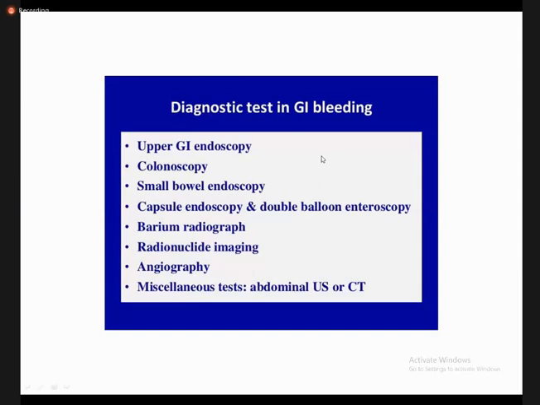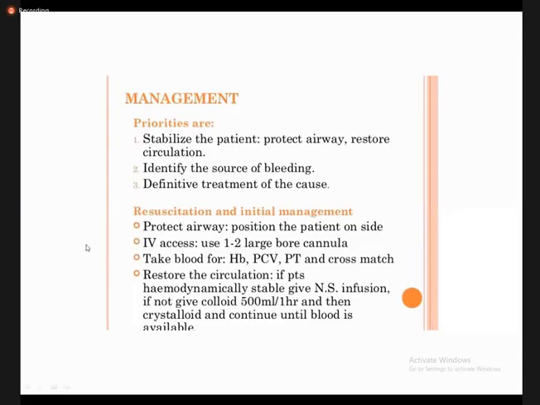So in summary, the diagnostic tests in the upper GI bleed can be upper GI endoscopy and small bowel endoscopy. These are overall diagnostic tests. Then angiography, radionuclide imaging, barium studies, ultrasound or CT scan.